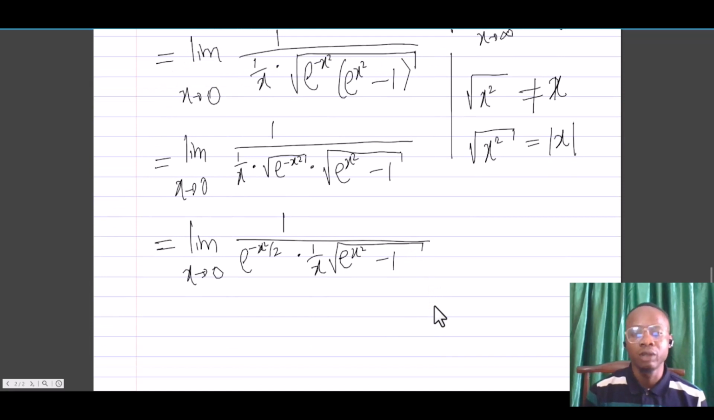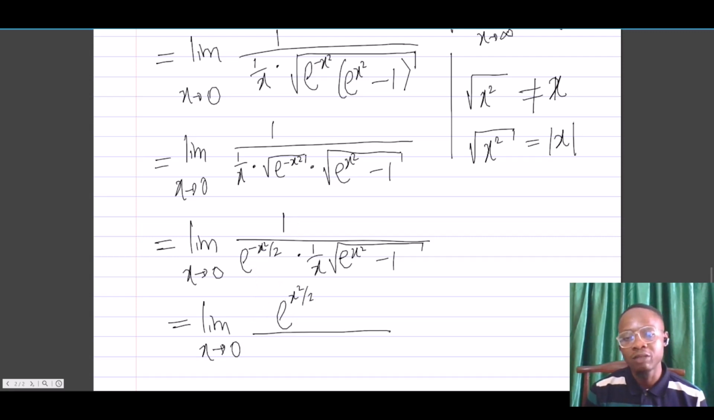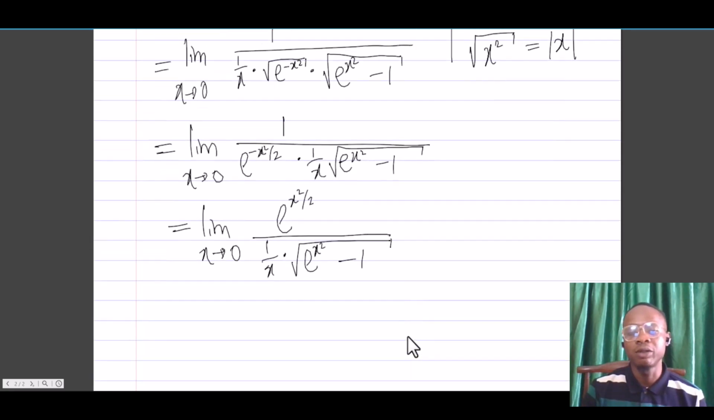And we can simplify this further by taking this to the numerator instead. So this is going to be equal to the limit as x tends to 0 of, bringing this to the numerator, the minus sign will be off, e to power x squared over 2, then divided by 1 over x multiplying the root of e to power x squared minus 1.